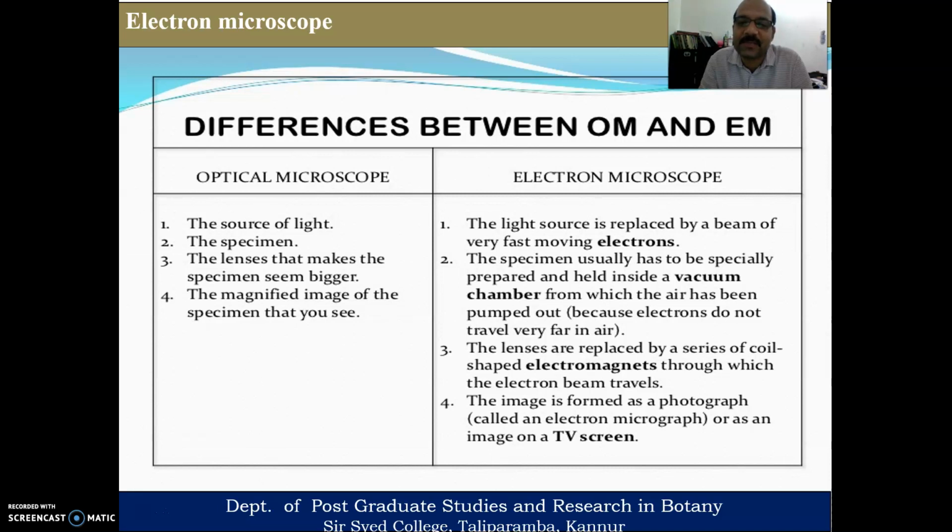But here, the specimen usually has to be specially prepared and held inside a vacuum chamber from which the air has been pumped out.